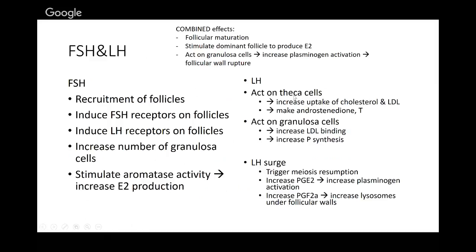Luteinizing hormone acts on the theca cells, as well as the granulosa cells. We don't talk about the theca cells much, but when LH acts on theca cells, it increases uptake of cholesterol, so lipid in general, and also it makes estrogen. The LH surge is probably the most important thing about LH, and this is triggered by meiosis resumption. When folliculogenesis happens and meiosis continues, then you have an LH surge around the middle of the cycle, which then leads to an increase in prostaglandin secretion, and these are the effects of it. So it's quite specific.